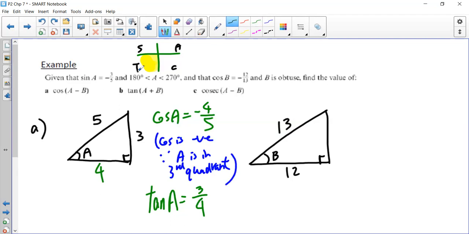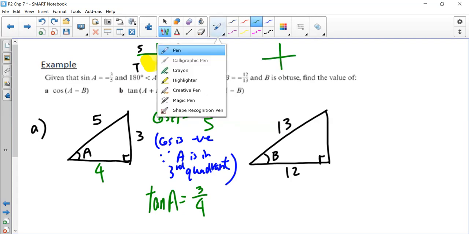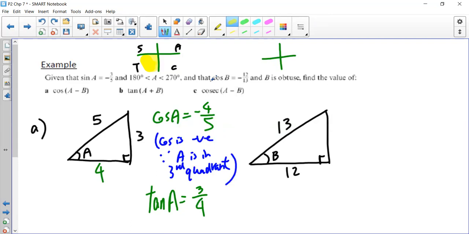Okay, let's try the same with B. This time B, which quadrant is it in? B is obtuse. Obtuse means between 90 and 180. That means here.